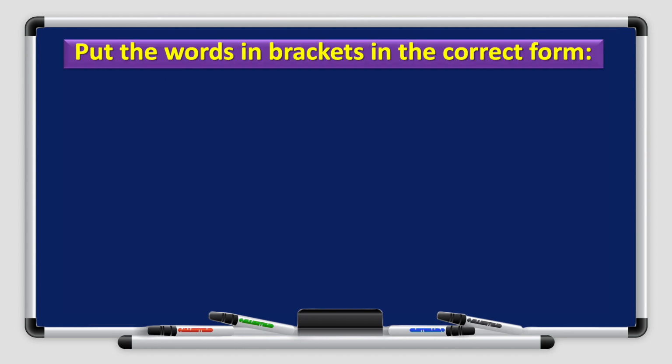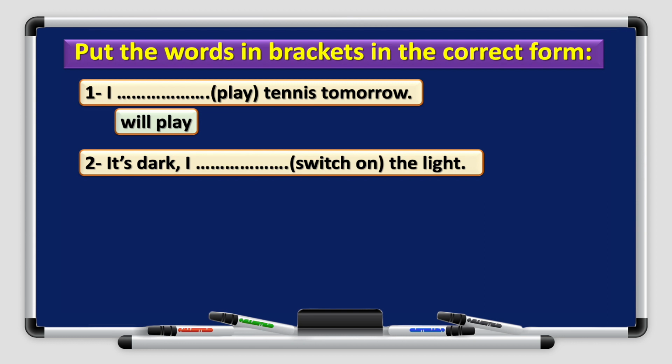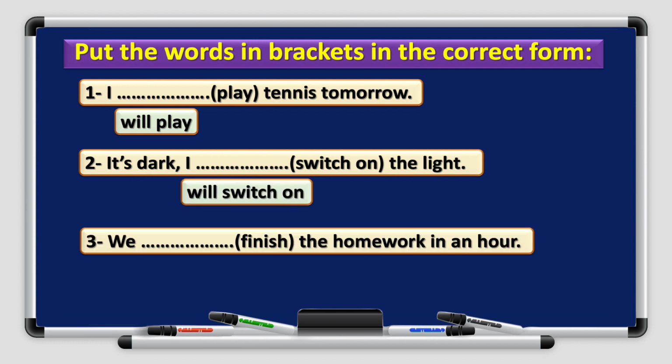Now, let's put the words in brackets in their correct form. Number 1, I play tennis tomorrow. What do I add here? Excellent, I will play tennis tomorrow. Number 2, it's dark, I switch on the light. What will you do? I will switch on the light. Number 3, we finish the homework in an hour. So you will finish your homework in an hour. So the sentence will be, we will finish our homework.